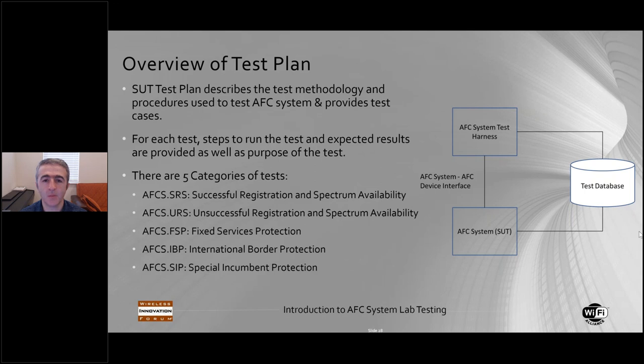And international border protection is where we want to make sure links on the Canadian side of the border, and similarly in Mexico, are protected by the AFC system. Basically it sends requests from locations close to the border. Special incumbent protection is protection of radio astronomy.